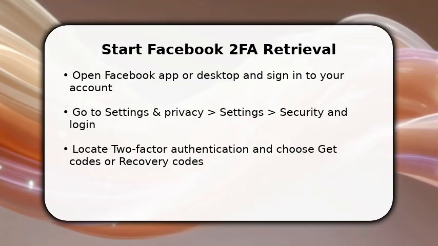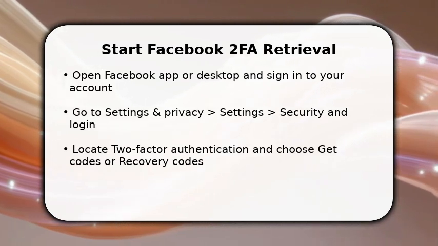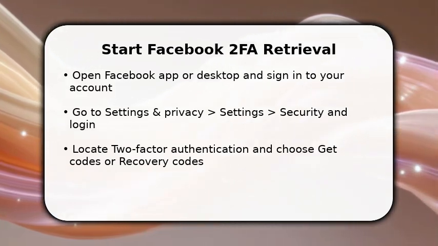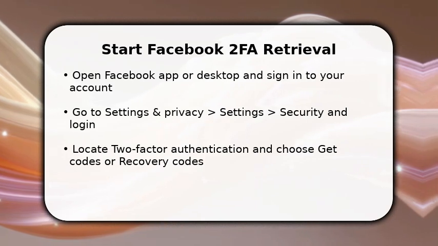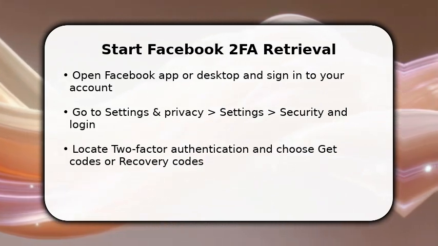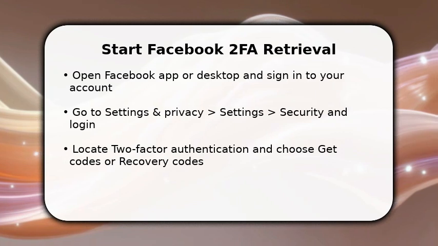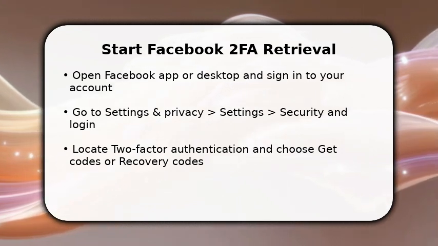You begin by signing into Facebook and navigating straight to Security and Login. This shortcut avoids hunting through menus. Once on that page, tap Two-Factor Authentication to see active methods and the option for recovery codes.